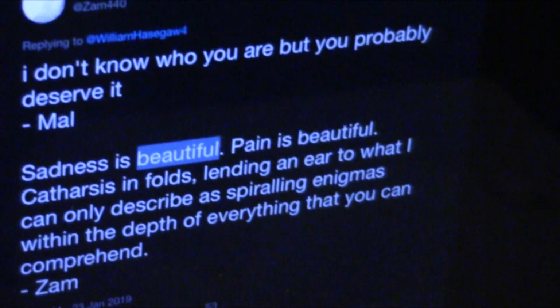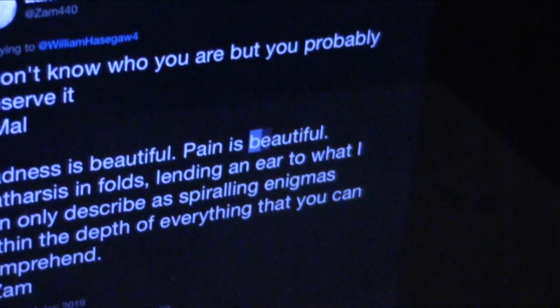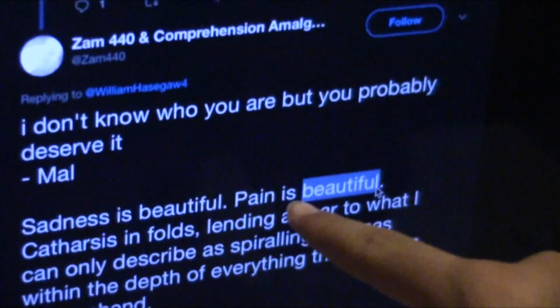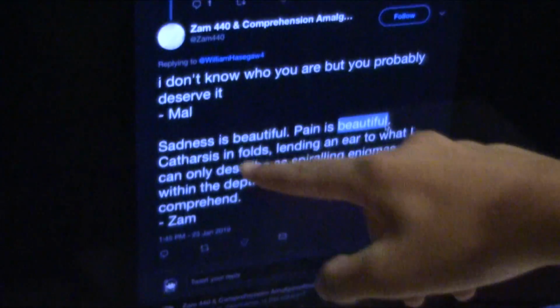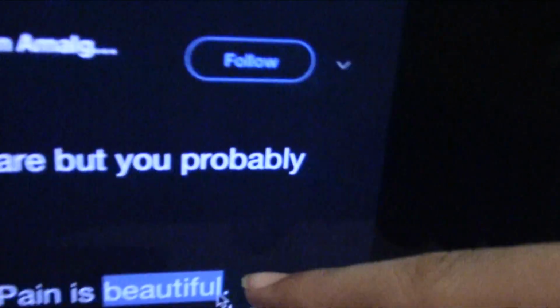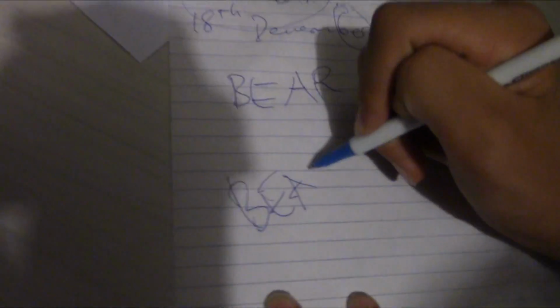beautiful. And note that BEA to start off beautiful is the same as BEA in bear. This is what it actually unfolds to. Yes, that's right. It isn't about the bear. The bear is just here to tell us the beauty that lies in there. The beautifulness. Wednesday, 18th of December will be beautiful.